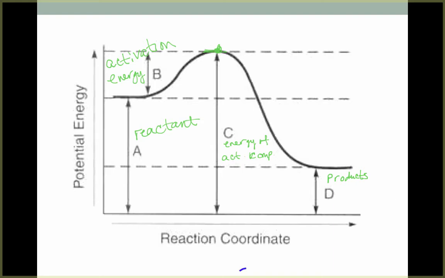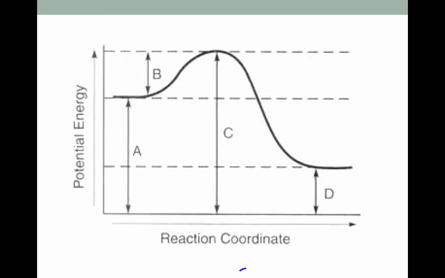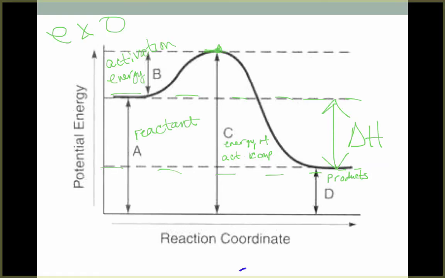The delta H is the difference between the energy of the reactants and the energy of the products. Therefore, we can draw in an arrow to represent delta H. Notice that this is an exothermic reaction. We know this because our reactants are higher in energy than our products.